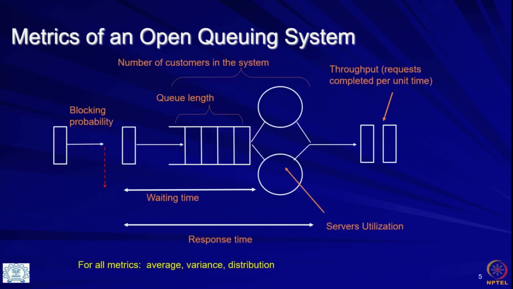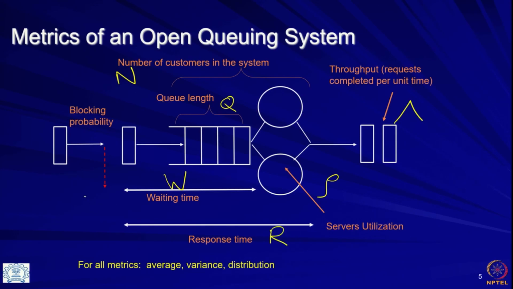Then we have the metrics of the open queuing system. You start with throughput, we denoted it by lambda, that is the completion rate. You have utilization, how busy the servers are, the fraction of time that the servers are busy, that is rho. Then you have waiting time, W. You can have queue length just of the customers that are in the queue, not in the server, that is Q. If you want to count everything, then that is N, and if you want to count the entire time a request spends in the whole system, waiting and also getting service, that is response time.